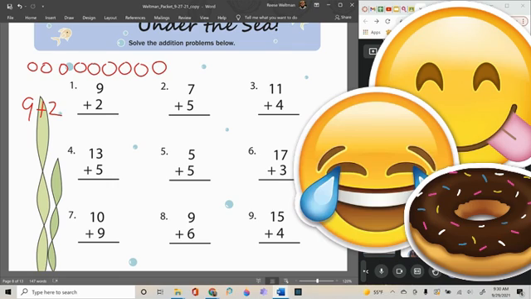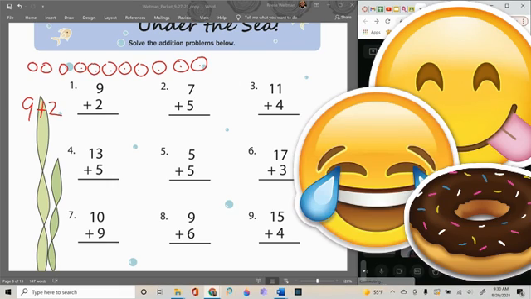2. She's right. I need to draw 2 more circles. Now, let's count these all together. 1, 2, 3, 4, 5, 6, 7, 8, 9, 10, 11. So who wants to raise their hand and tell me the answer? There, so they just moved it over there.